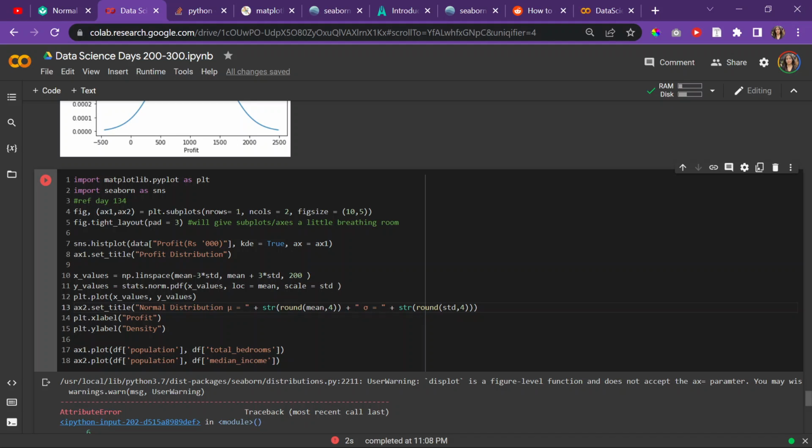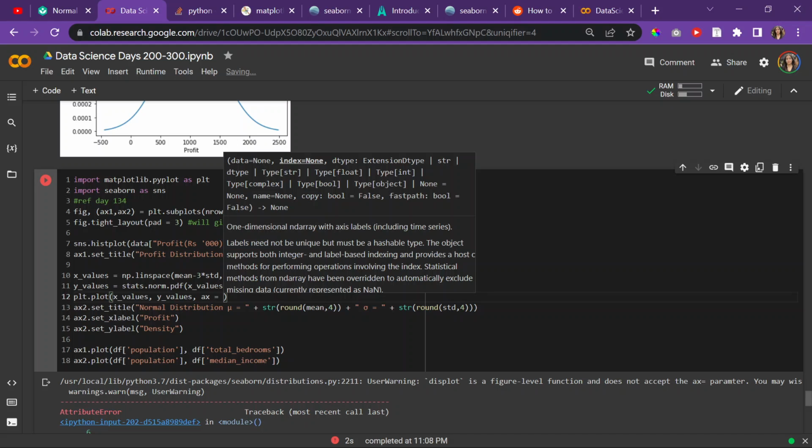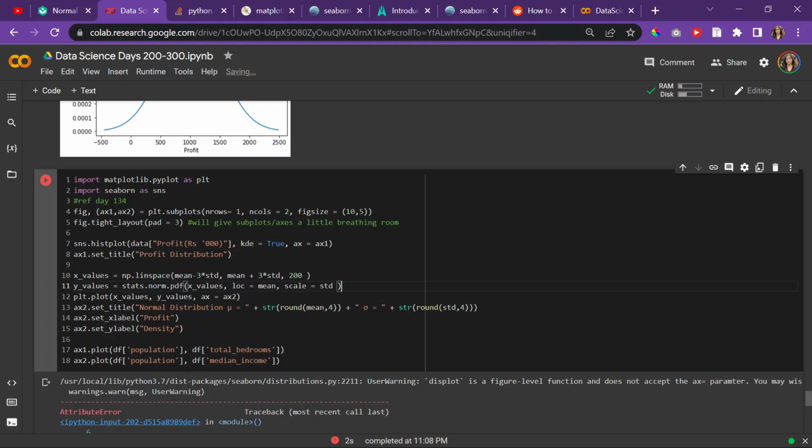Okay, so AX2 dot set title. AX2 set X label. And then AX2 set Y label. Get rid of that P. And then PLT.plot. And then I think, oh, but this is Matplotlib. Does Matplotlib have an axes thing? Axes 2. Just have that there. And then delete these.